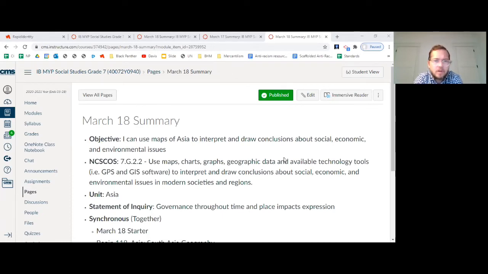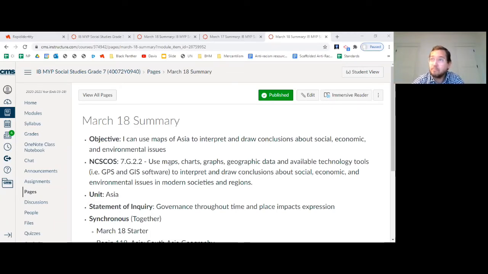Let's move forward. So today the objective is exactly the same. We're gonna use maps of Asia to interpret and draw conclusions about social and economic and environmental issues. Use our North Carolina Standard Course of Study: use maps, charts, graphs, geographic data, available technology tools to interpret and draw conclusions. Unit is Asia. Statement of inquiry is governance throughout time and place impacts expression.